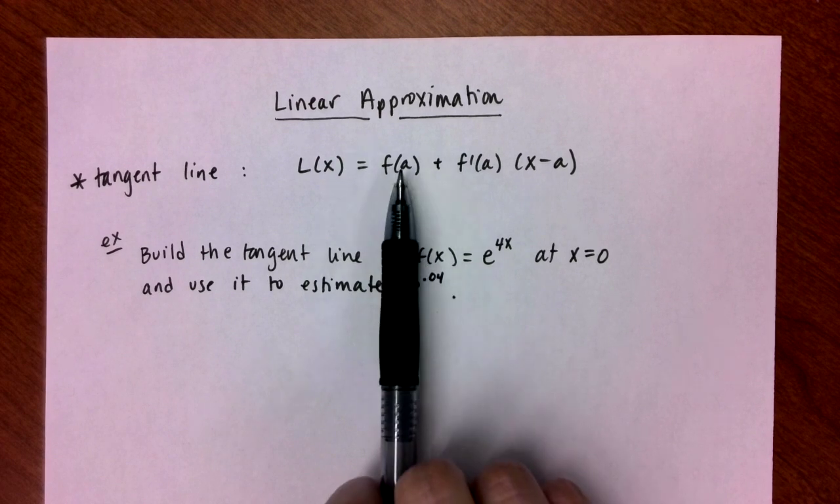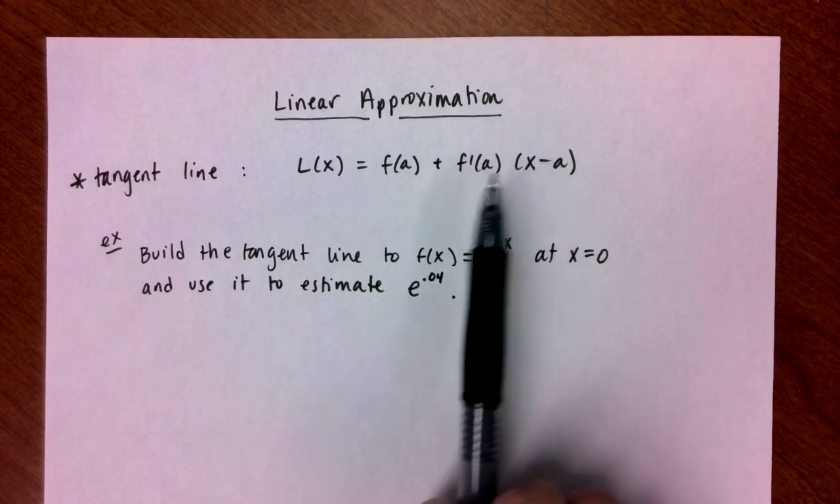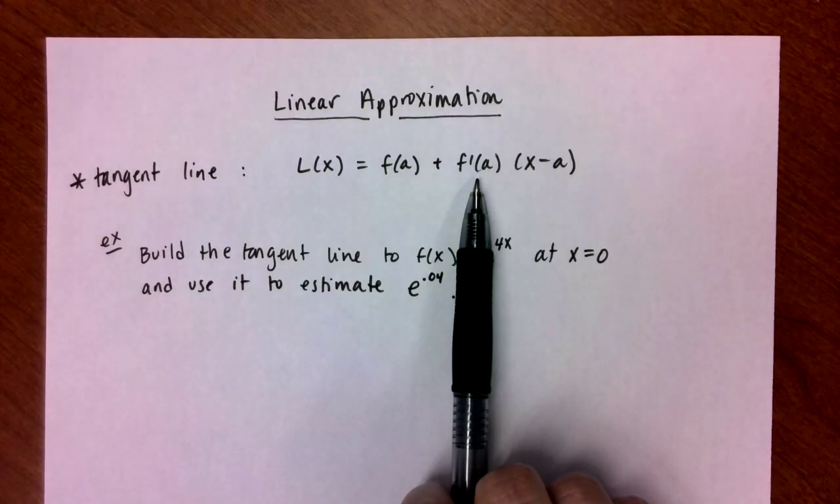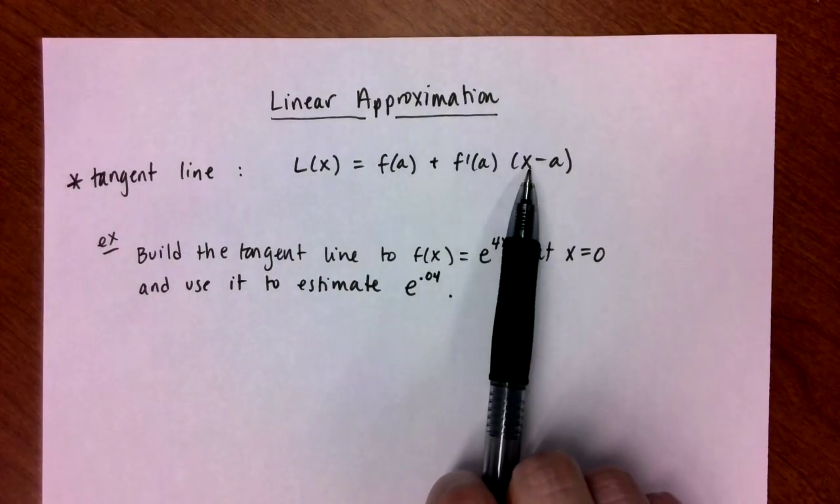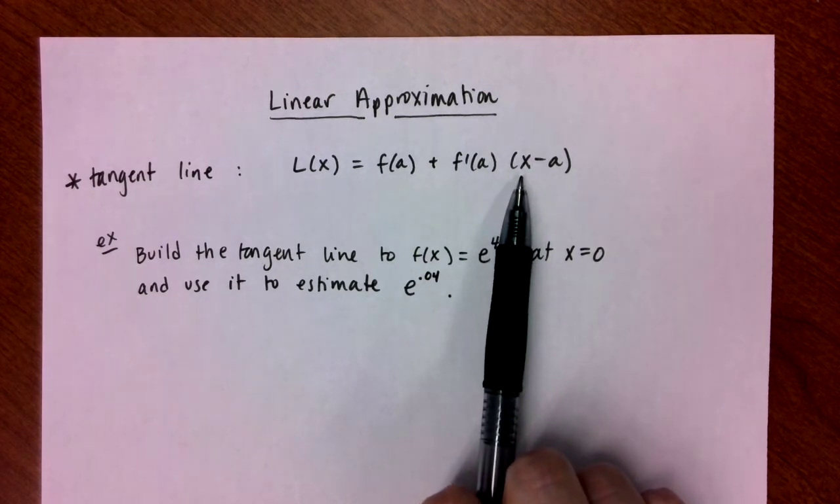So this will be the y value at that point. This a over here is the x value of the point. And then right here, we have the derivative at that point. This x stays the letter x and is actually the input to the line equation when you're done.